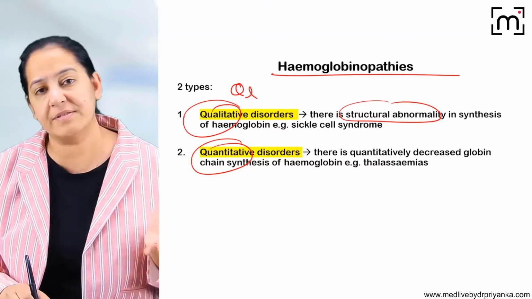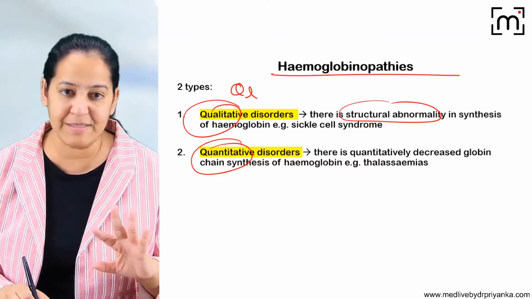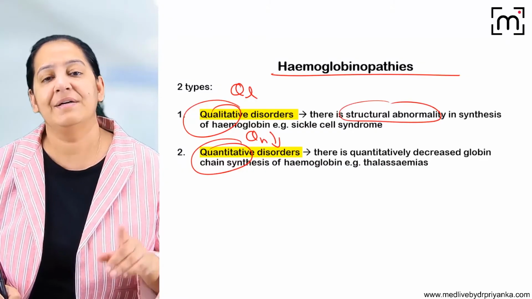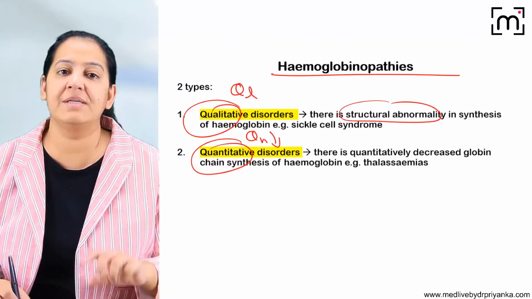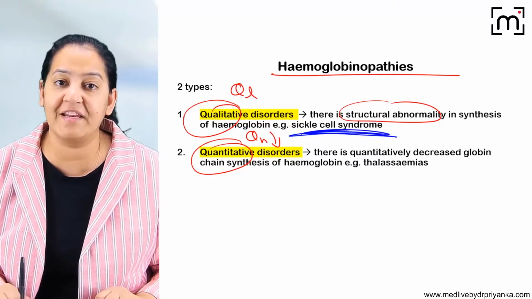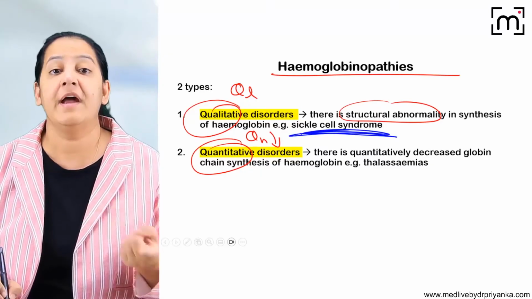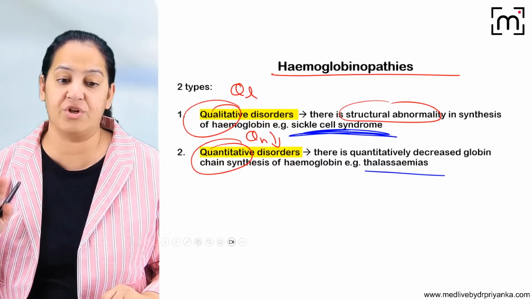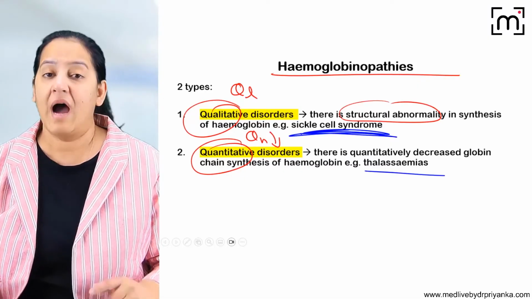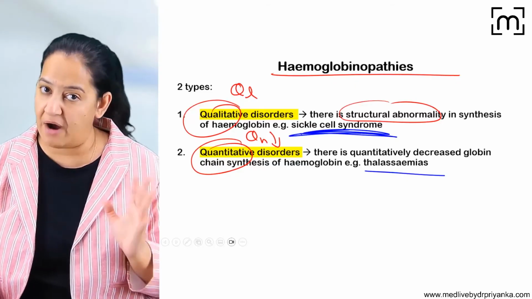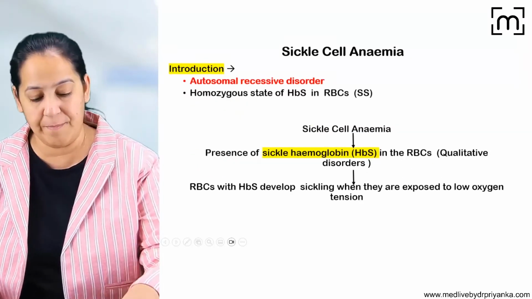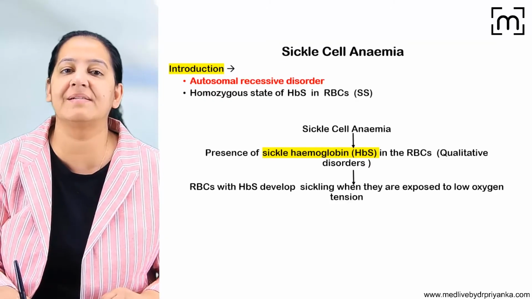And in quantitative disorders, the quality is good. Structurally, they are absolutely normal, but their quantity is less. So we will discuss two disorders. Qualitative disorder is sickle cell anemia that we are going to discuss in this session, and quantitative disorder is thalassemia. So there is a separate session on thalassemia. I advise you after this session you should watch thalassemia also. So these are the two types of hemoglobinopathies. Now here we are going to discuss sickle cell anemia.